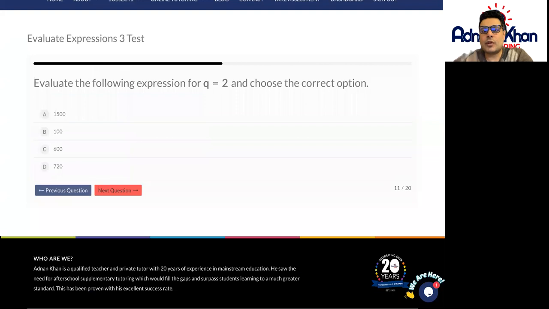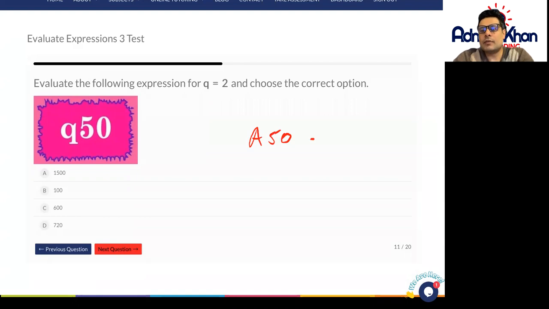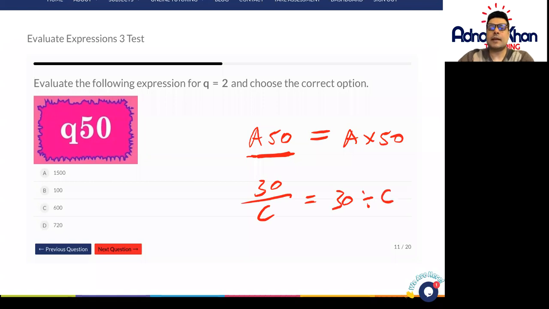So just to give you a quick understanding of what these mean. So let's say, for example, if it was a50, now there's no gap here between the letter and the number. That means a multiplied by 50. If the question was 30 over c, that's division. So that would be 30 divided by c, depending on what the letters obviously mean.